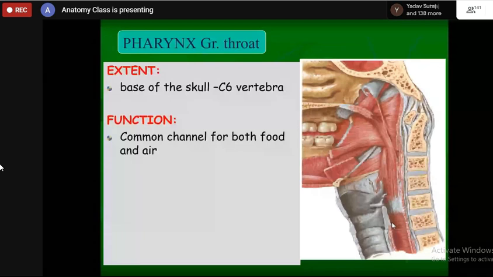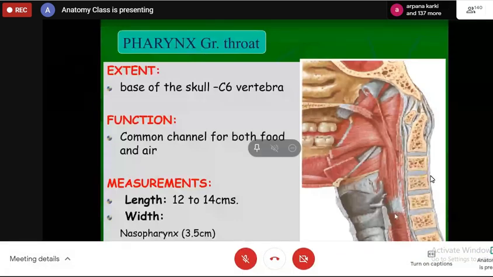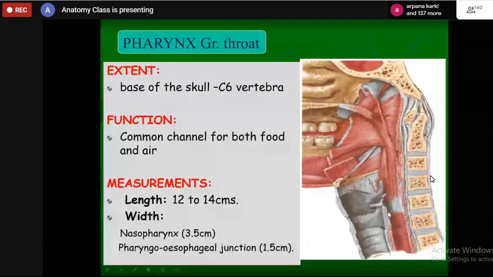It is widest at the top, and below, the pharynx will continue at the C6 vertebra. From below over here, it will continue as the esophagus. So this one is the pharynx, this one is the esophagus, and this one is the narrowest part of the pharynx. That is only 1.5 centimeters. Now we'll move on to the boundaries.